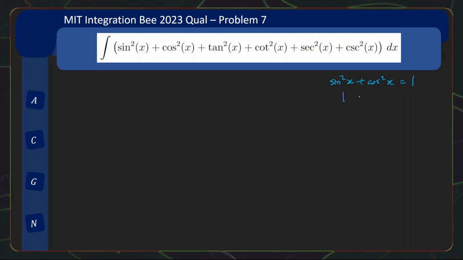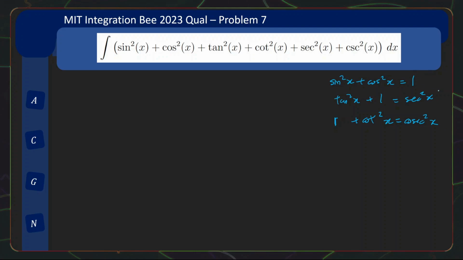And if you divide by cosine squared throughout, what you get is tangent square plus 1 equals secant square. And then you have 1 plus cotangent square equals cosecant square. Okay, so this gives you some starting ideas. Obviously, you know how to integrate 1.